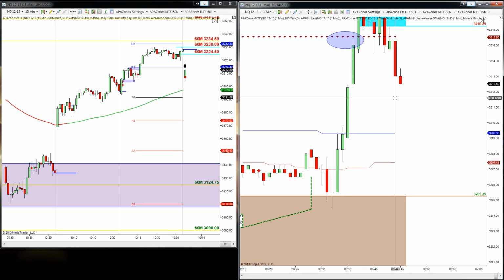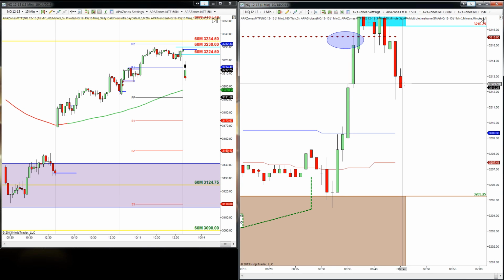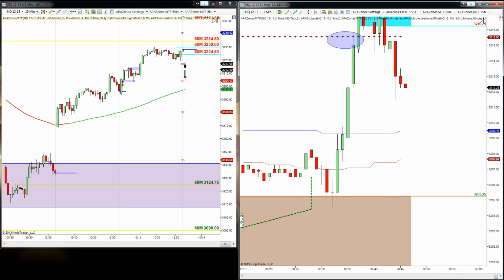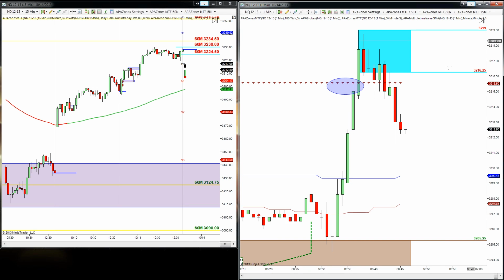A pretty good size wick on that thing. Let's see if there is another double red bar, and then it reverses kind of deal. But right now we're at the first 15 minutes. Oh, there's your double red bar, inside bar.